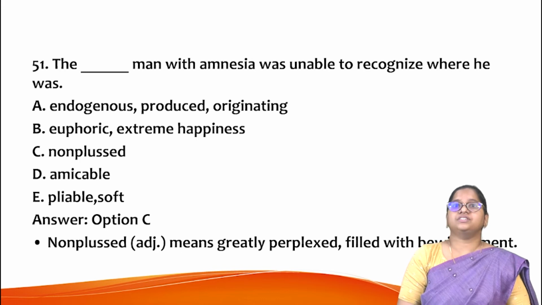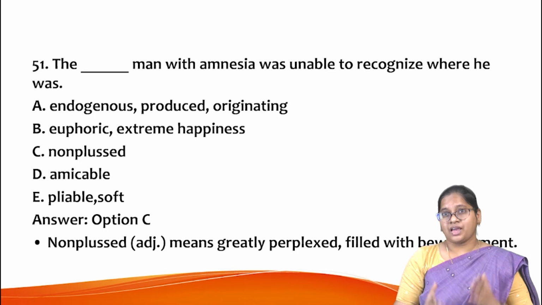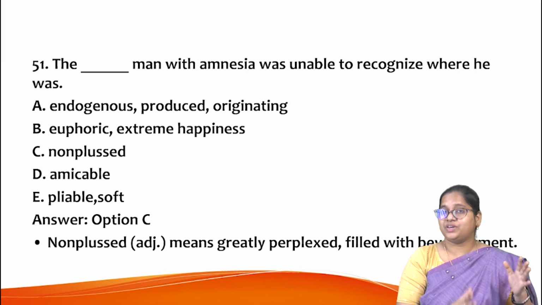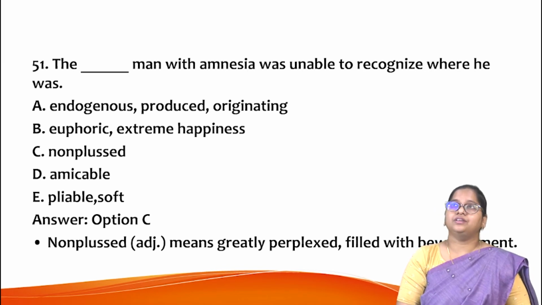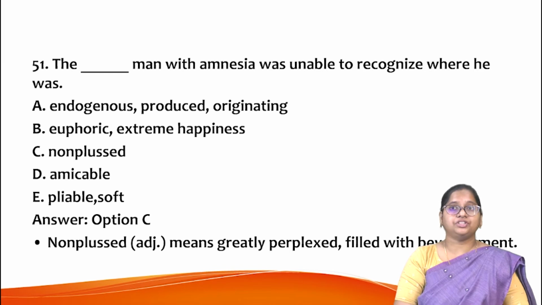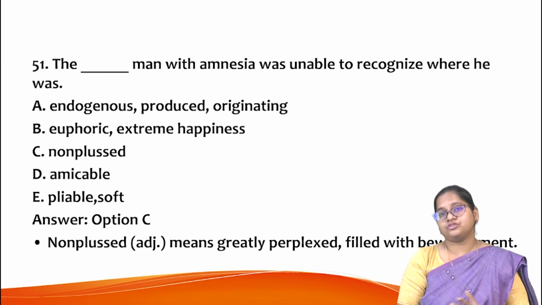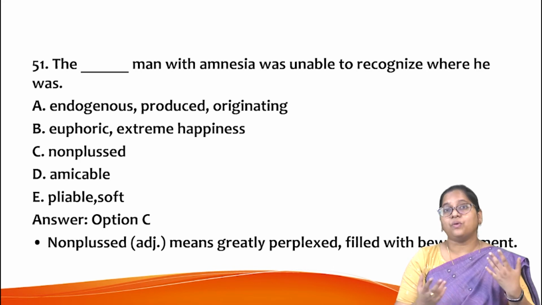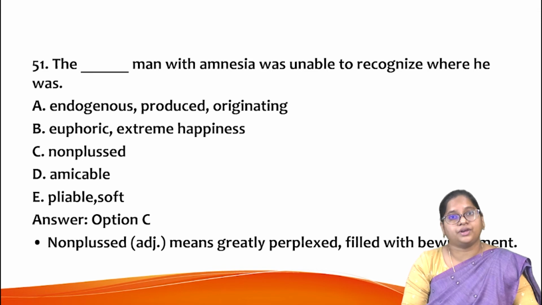Endogenous means natural, originating from within. The man with amnesia was unable to recognize, not able because of the memory loss, so obviously endogenous is not right. Euphoric means euphoria, like extremely happy, an energetic mood.